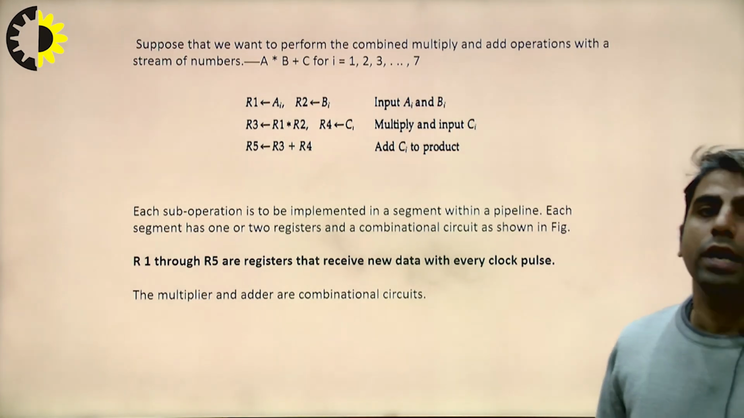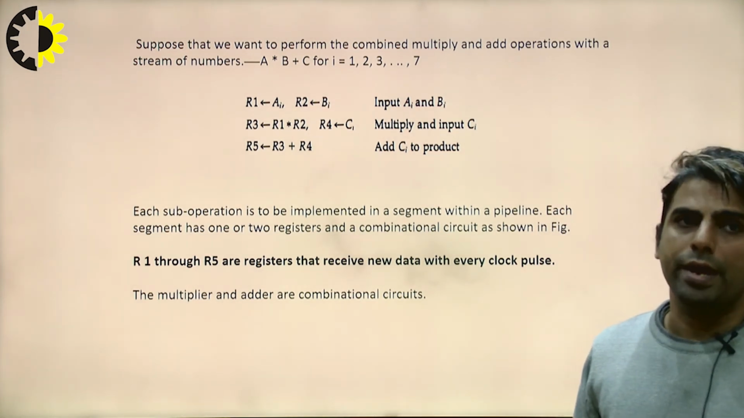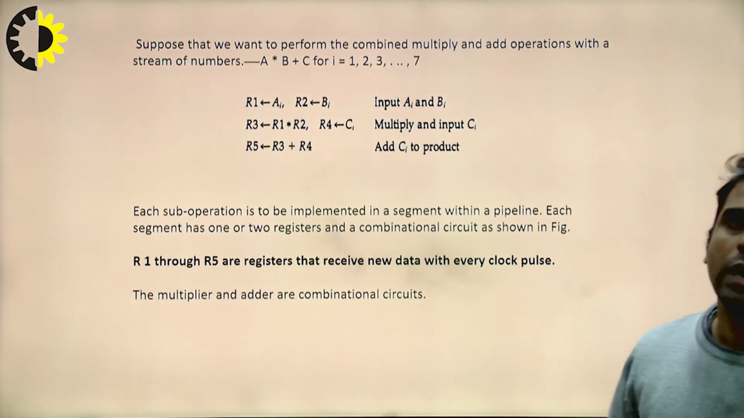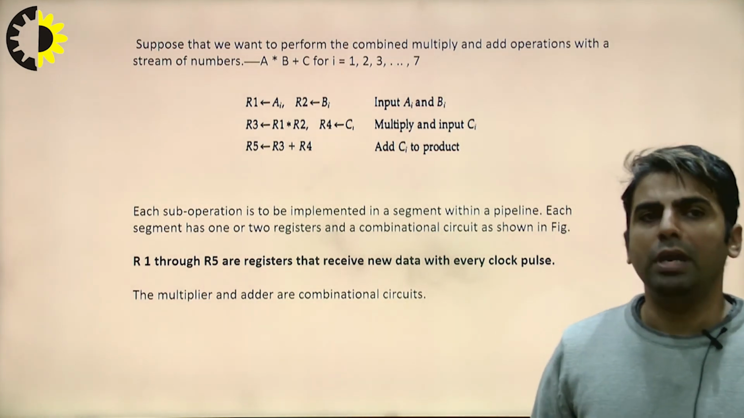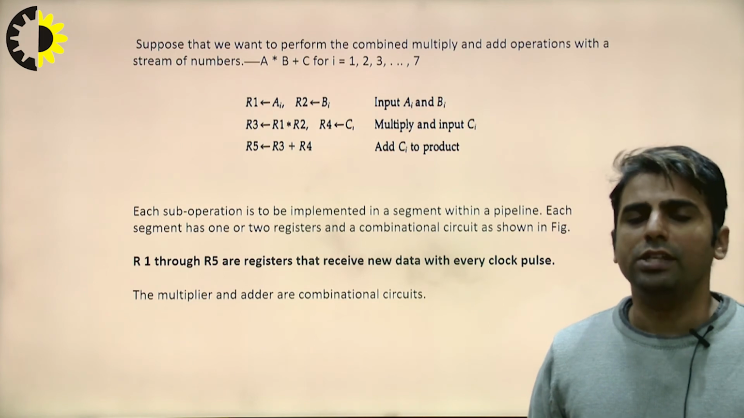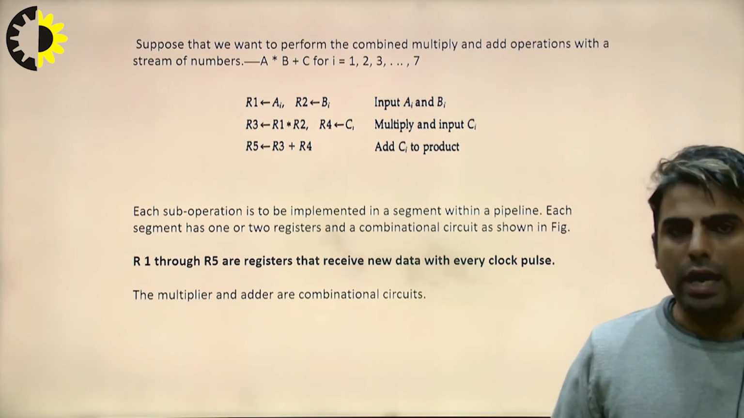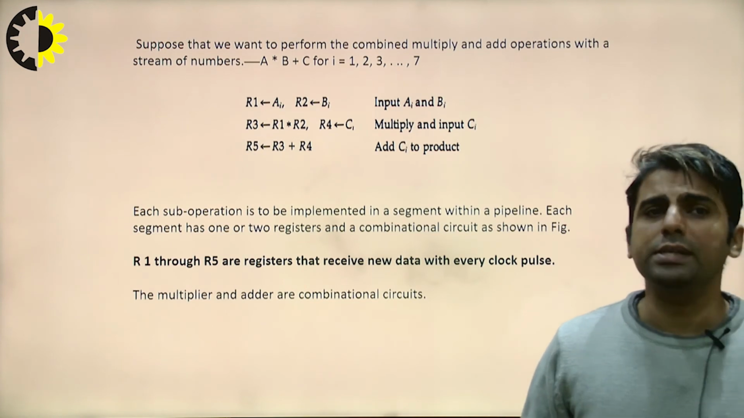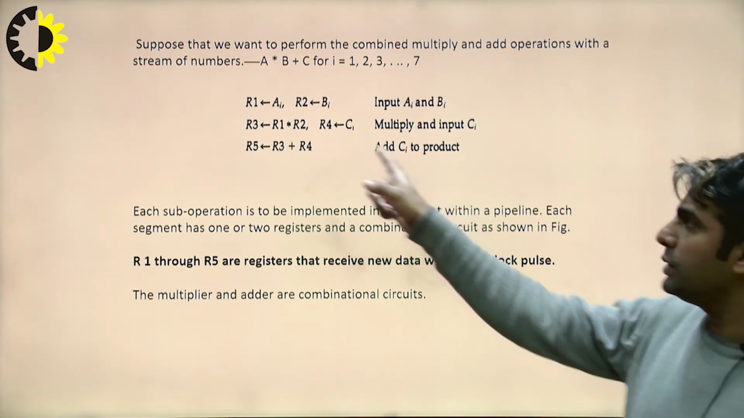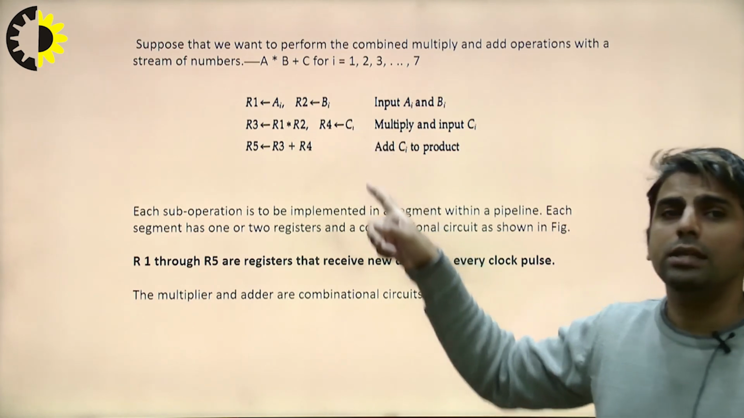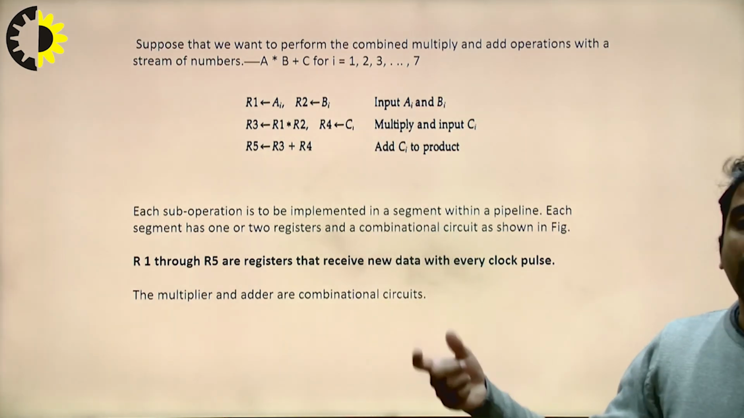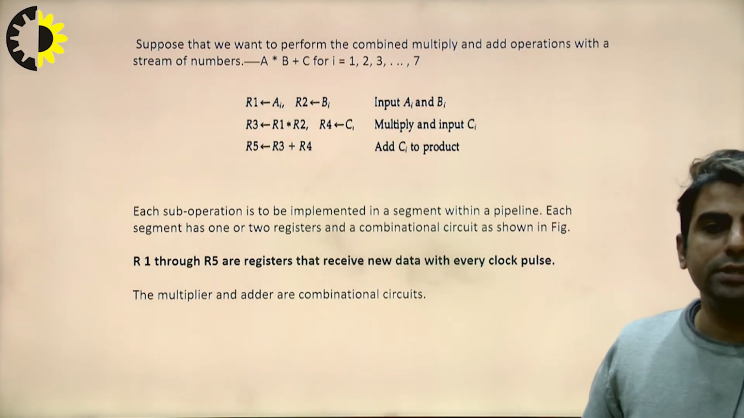That means what was there in R1? AI. What was there in R2? BI. Then we are multiplying AI and BI and storing the result, AI into BI, into R3. Parallelly, what is happening when this operation was being done here? Parallelly, the CI input is being loaded into the register R4.